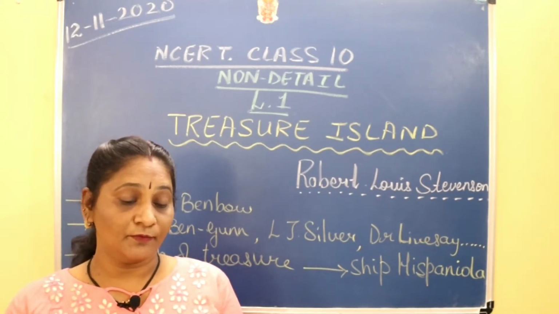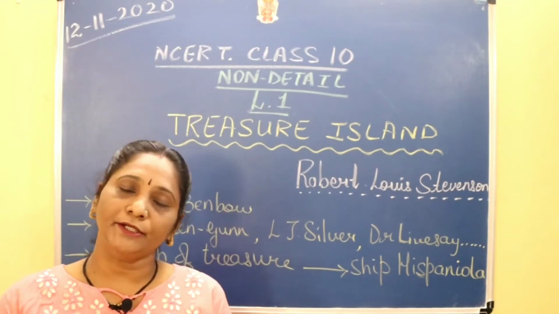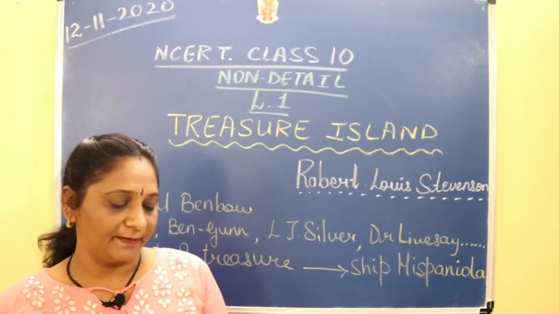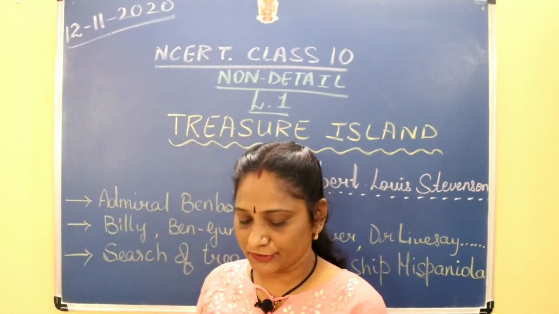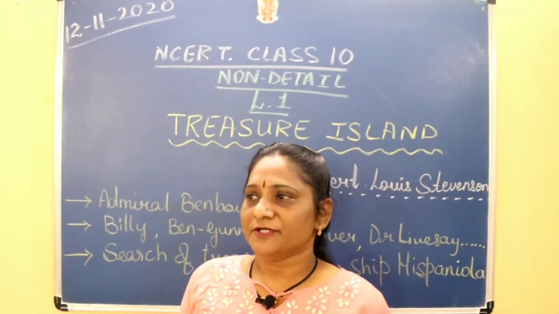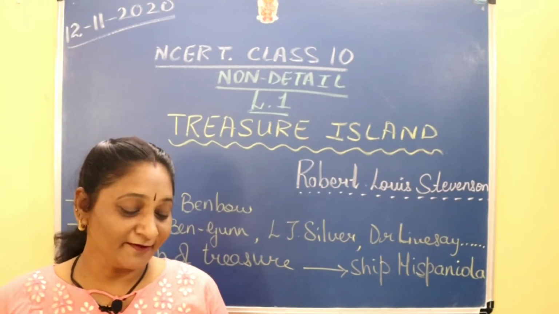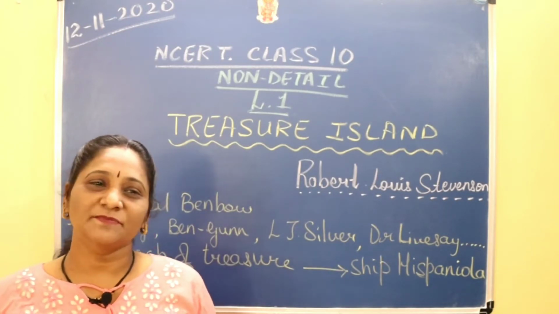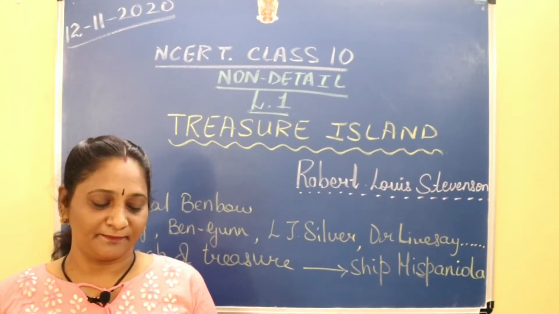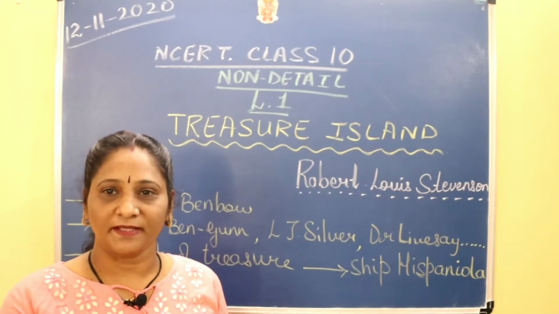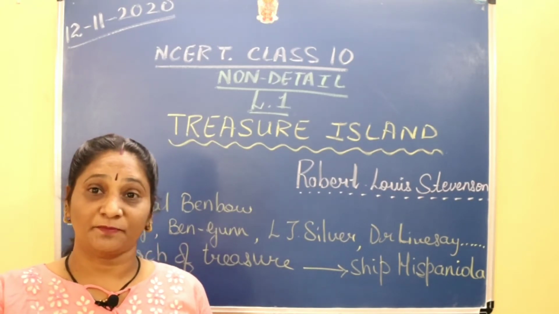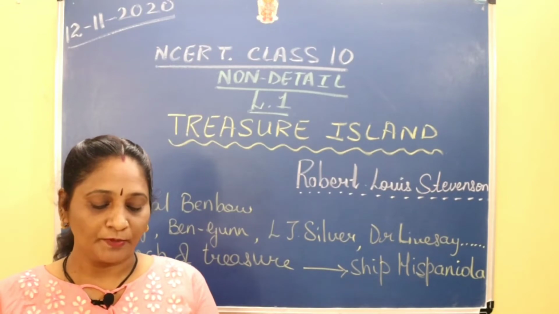This man Billy, who had taken a room in the inn, continued to stay in the Admiral Benbow. In that inn, he continued to stay. But this person Billy never cared to pay the rent. He never paid the rent. So Jim's father would always grumble at him that he is not paying the rent, or he has not paid the rent, earlier rent also.